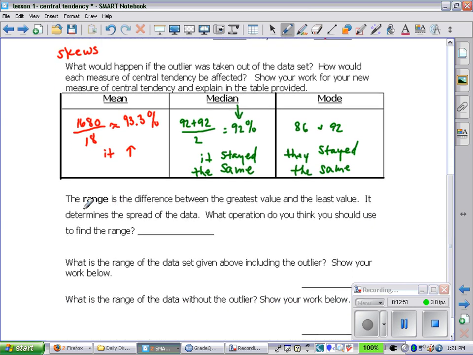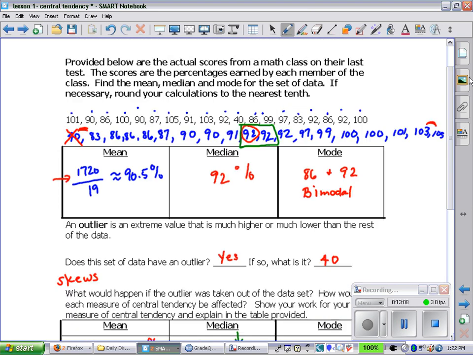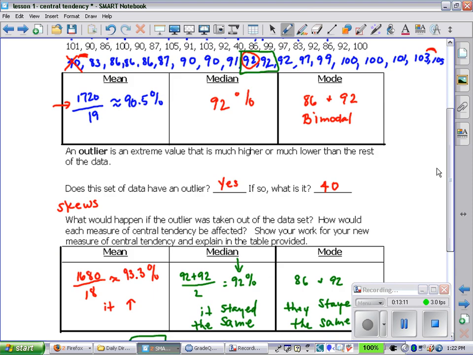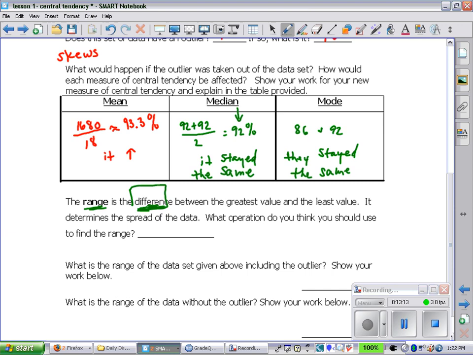Okay, last little piece of information. This is an easy one, so don't stress out. The range. The range is the difference, keyword, between the greatest value and the least value. So if you look at your highest number and your lowest number, it's very nice and easy to find once you put them in order. And then we find how big is the gap? What is the difference? What operation do you think goes along with the word difference to find the range? And I'm hoping you just said to yourself, subtraction, because you are correct. The answer to a subtraction problem is the difference.